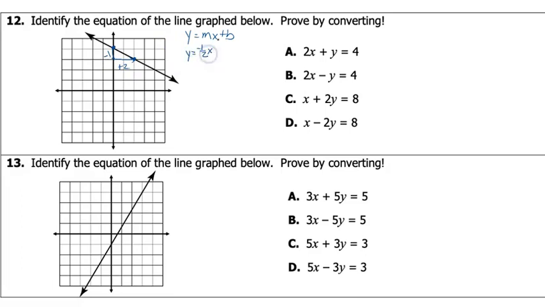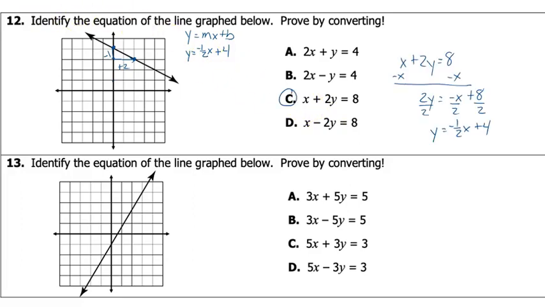I keep the x, and my b is where it crosses the y. So 1, 2, 3, 4, positive 4. So this is the equation that I need, which means I'm going to have to check each one of these to figure out which one equals y equals negative 1/2 x plus 4. So I want you to go ahead, pause the video, and try that, and come back and see if you get it right. All right, you should have come up with letter C. If I solve for y, I have y equals negative 1/2 x plus 4.